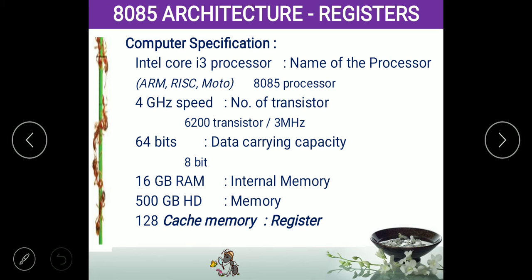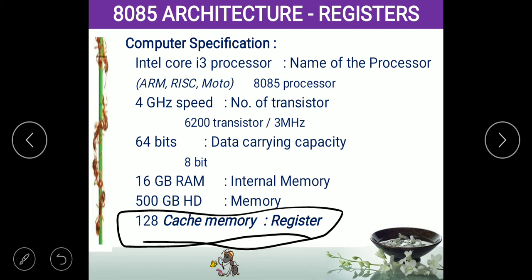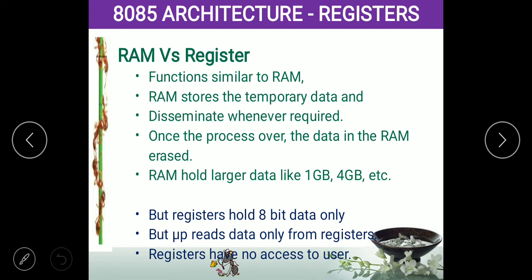Next, how to specify a computer? What we want to discuss here is the cache memory or the register. This 128 is the memory capacity of the registers. Now we see the difference between the RAM and register.